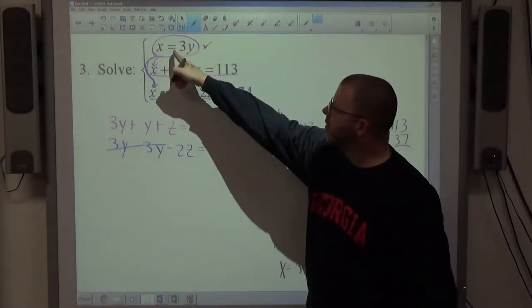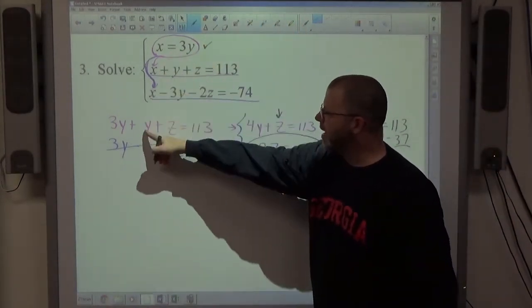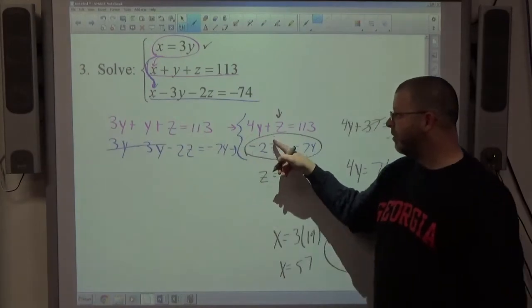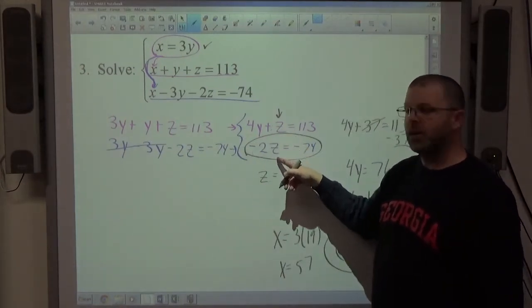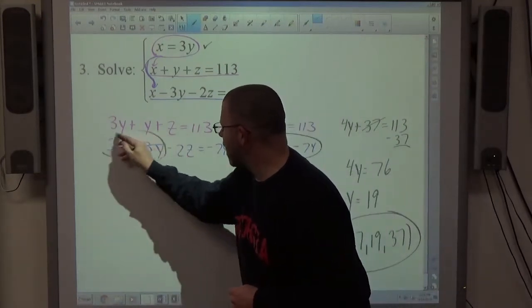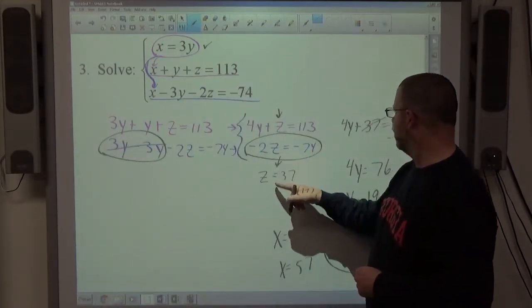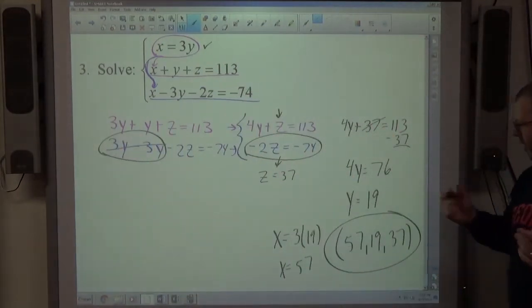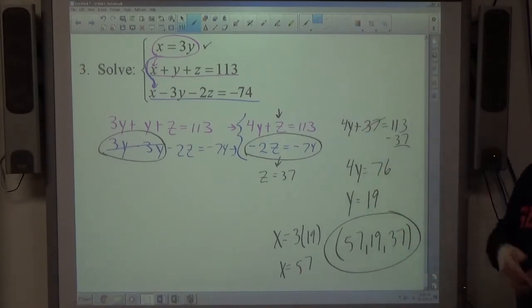Use the simple substitution to get it down to a system of 2. Simplify as much as possible and solve this either by elimination, substitution, or if you get lucky and this type of thing occurs, you've already got an answer. Use that answer to find the other answer, and once you've found both those answers, go back to the original and find the third answer.